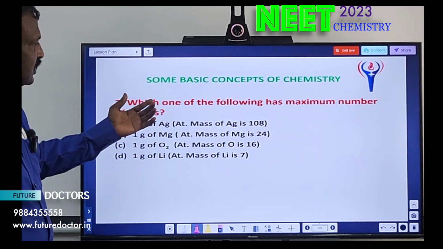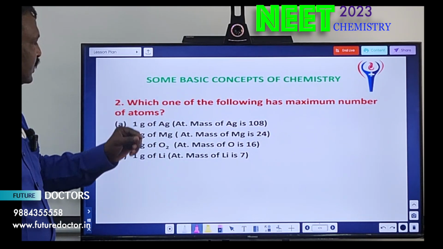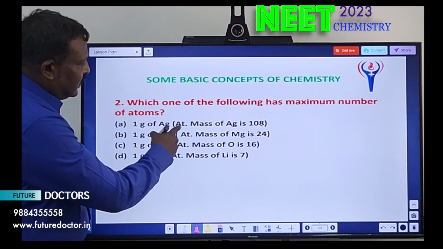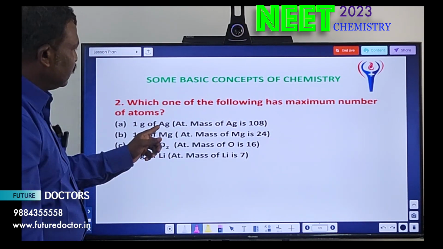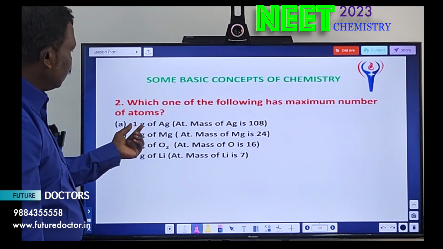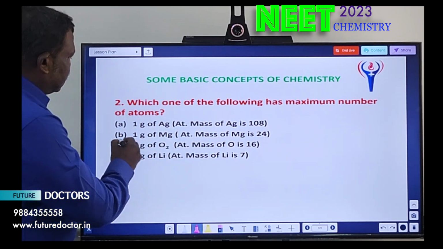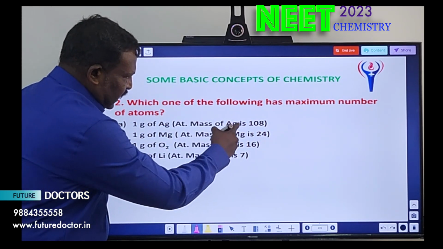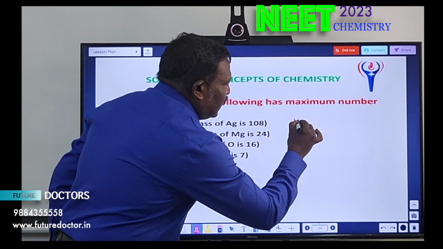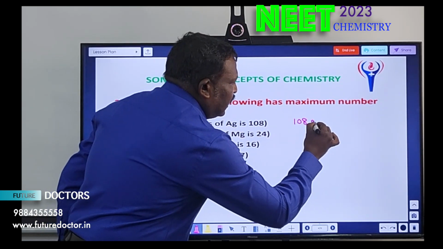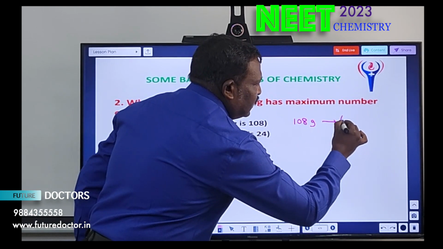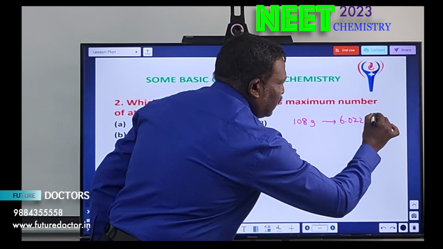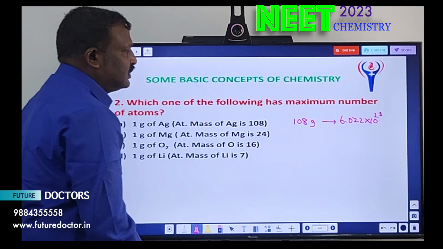Based on the mole concept, I set one question like this. Which one of the following has maximum number of atoms? Maximum number of atoms means here each and every one has its atomic mass given. Suppose for example I am taking 1 gram of silver, and its atomic mass is given as 108. 108 gram of silver contains how many molecules? 6.022 into 10 power 23 are there. Correct or not? This is our number.